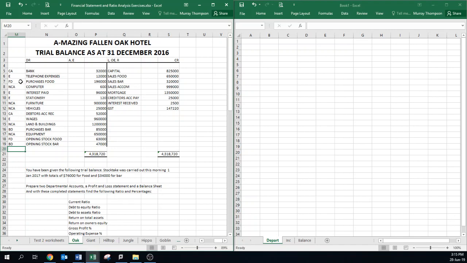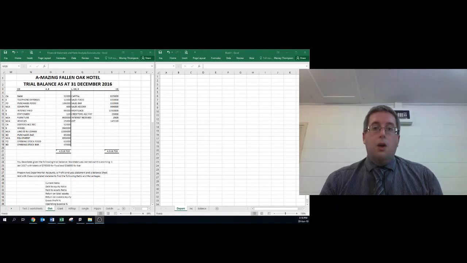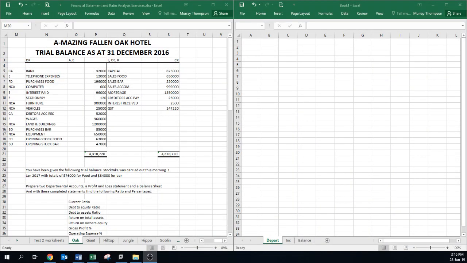Okay, so we've just categorized our left-hand side. So we've already done the left-hand side, they're all our debits, they're all our assets and expenses. Some of them relate to food and bar department. Now you can do the same for the credit side as well.